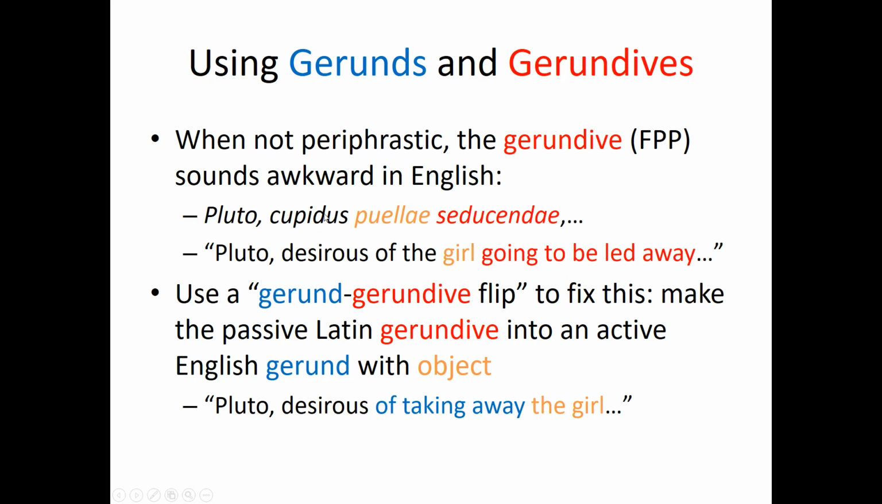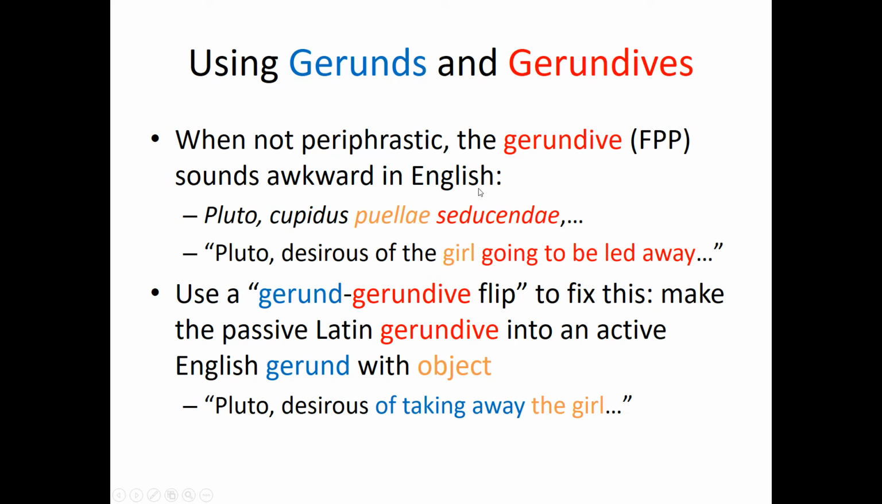We in English would use that expression. We would say desirous of taking away the girl. That's what we have down here, right? This would sound more like what we would say in English. But the Latin doesn't read that way. The Latin doesn't use a gerund. It doesn't say seducendum and then puella, or seducendi and then puellas. Instead, it makes desirous of the girl, and then it uses a gerundive to modify that girl.